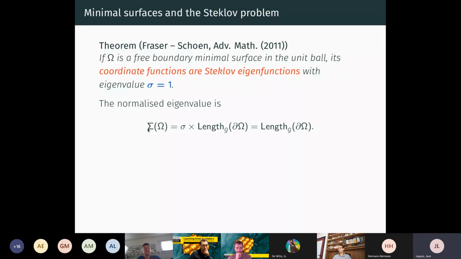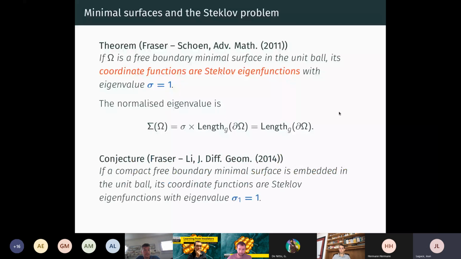So in this case, the normalized eigenvalue, so if we remember, this capital sigma just meant that we multiplied the eigenvalue by the length of the boundary. So here, if I maximize the eigenvalue, it's maximizing the length of the boundary of this free boundary minimal surface. And there is a conjecture by Fraser and Lee that says that if a compact free boundary minimal surface is embedded in the unit ball, then the coordinate functions are Steklov eigenfunctions with eigenvalue sigma 1 equals 1.